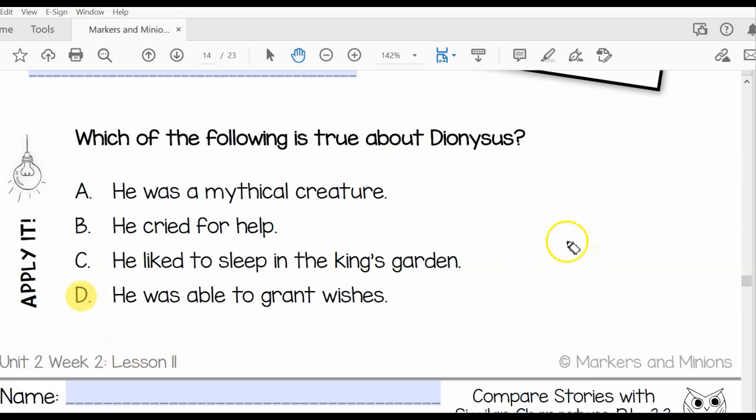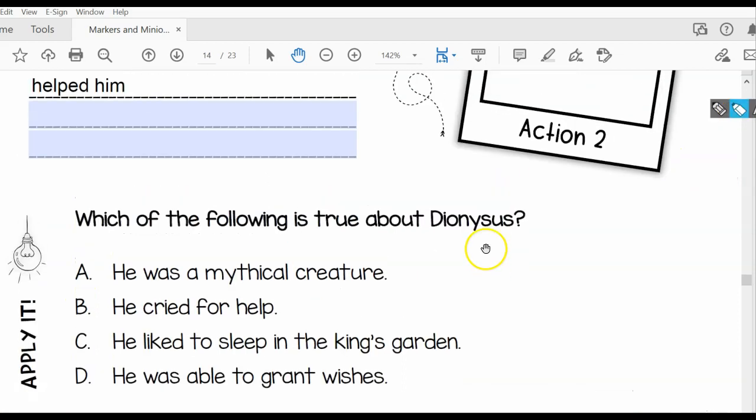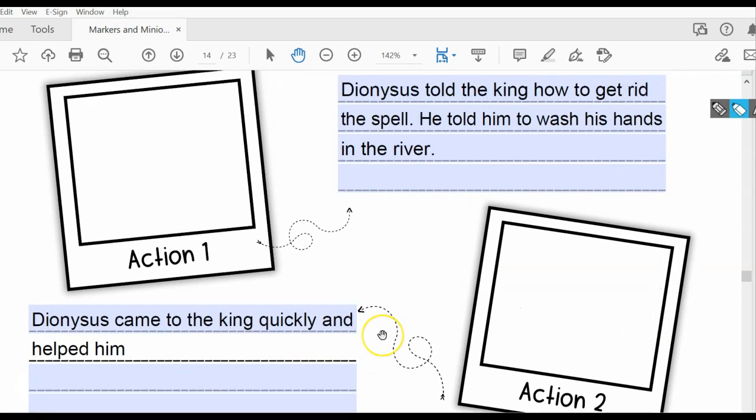Okay. So go ahead and finish both of these and then draw me the pictures, okay?